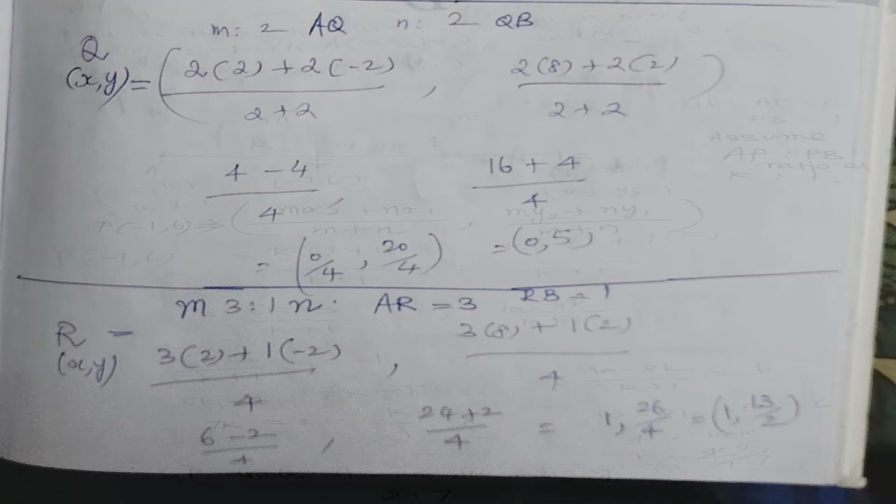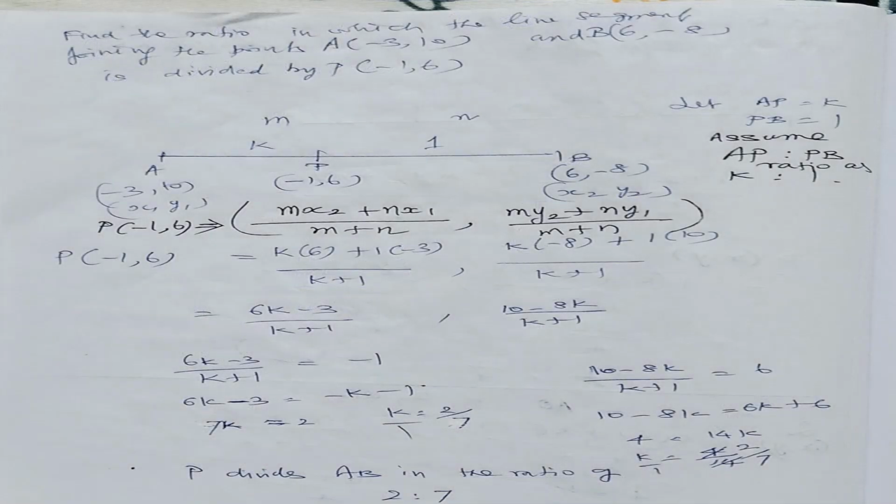Look at the slide to find the ratio in which the point P divides line segment AB. Now find the ratio in which the line segment joining the points A(-3, 10) and B(6, -8) is divided by the point P(-1, 6). Let us assume that AP is to PB in the ratio of k to 1. Let AP be k and PB be 1.